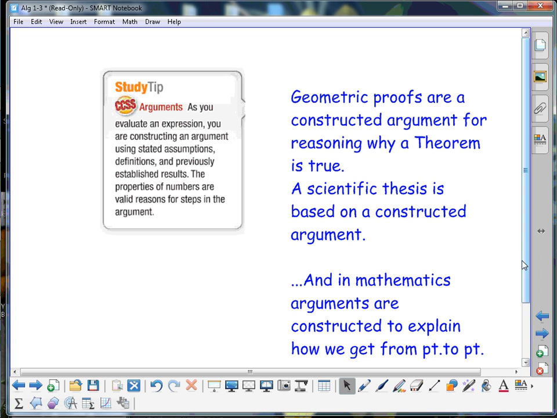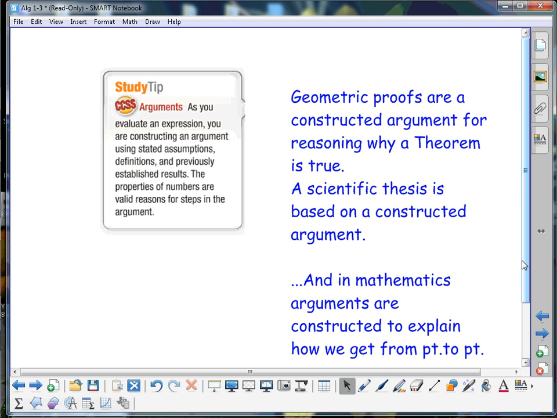Okay, let's look at this study tip for a minute. As you evaluate expressions, you're really constructing an argument using stated assumptions or definitions. And these are these properties that we've been already talking about. The properties that we've just talked about, the properties of numbers, are valid reasons for making your argument. So when we start thinking about these steps of algebra, we're going to try in this chapter to actually justify how we do that, why we can do that. What's the rule that says we can make the next step in algebra? And you'll see how this works in a minute.